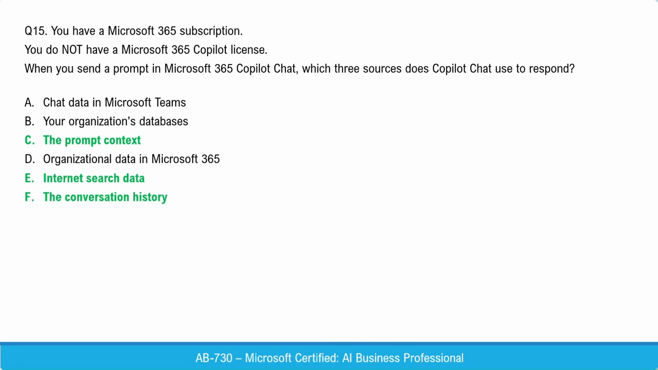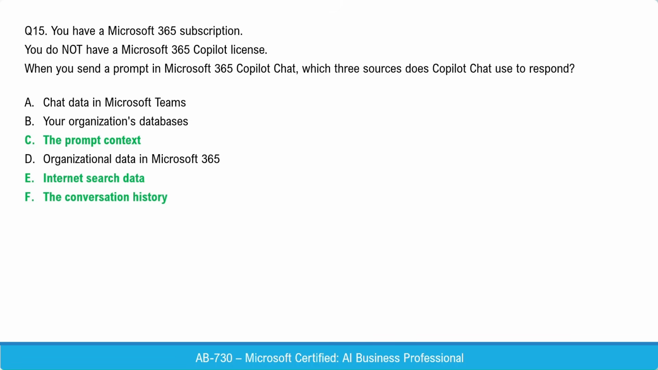First, it uses the prompt context. Whatever you type becomes the primary input for generating the response. Second, it uses internet search data. Since it cannot access enterprise data, it relies on publicly available information from the web. Third, it uses the conversation history. This helps maintain continuity across multiple prompts in the same chat. So these three together, prompt context, internet data, and conversation history, form the basis of Copilot chat without a license.